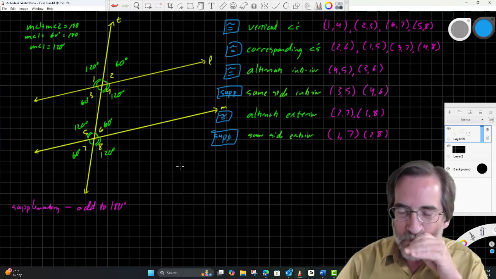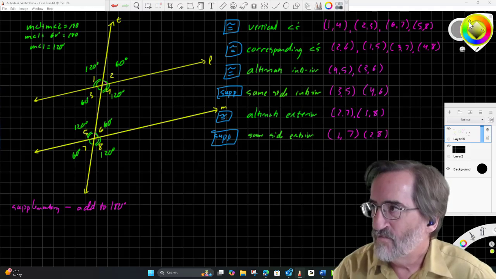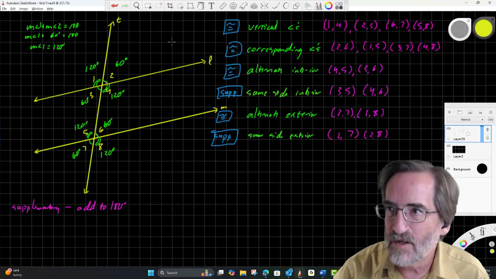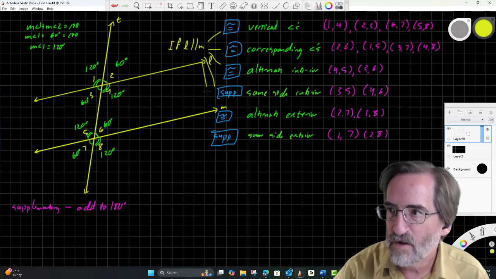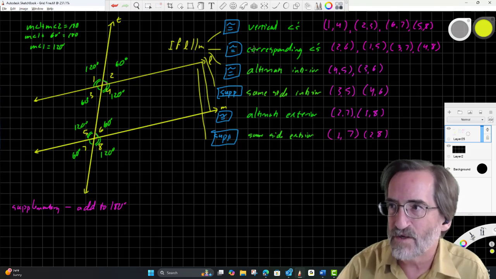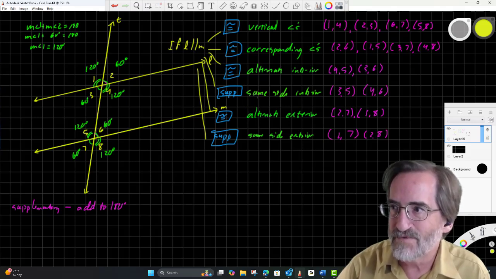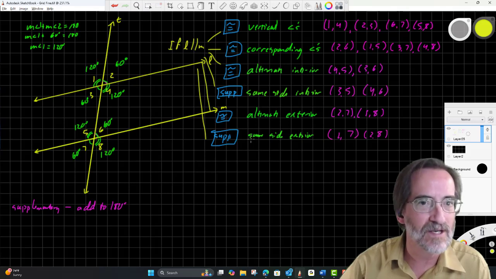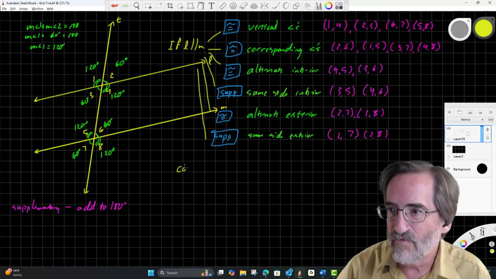And then there was mention made of something called the converse rule. Basically, all of these are: if L is parallel to M, then each one of these is true. If L is parallel to M, then vertical angles are congruent. Corresponding angles are congruent. Alternate interior angles are congruent. Alternate exterior angles are congruent. Same side interior angles are supplementary. Same side exterior angles are supplementary.